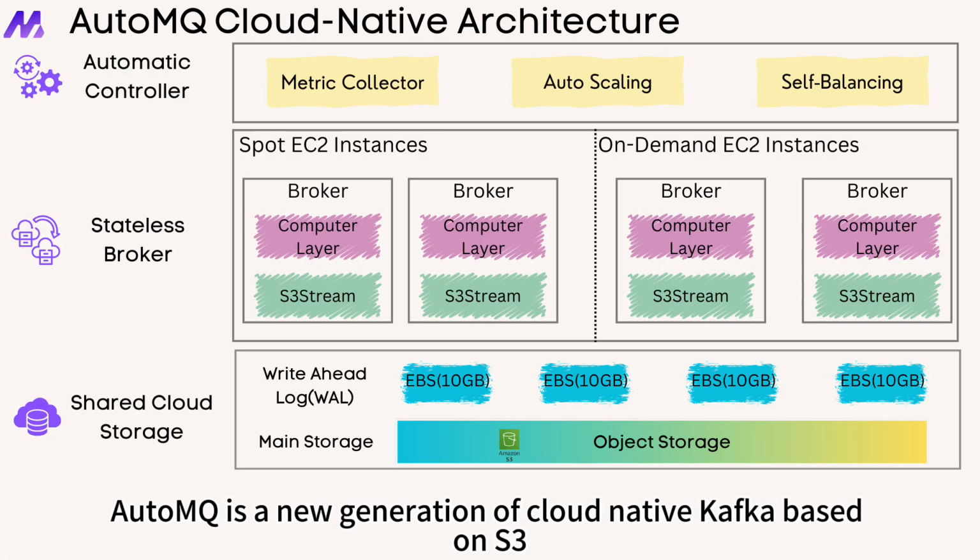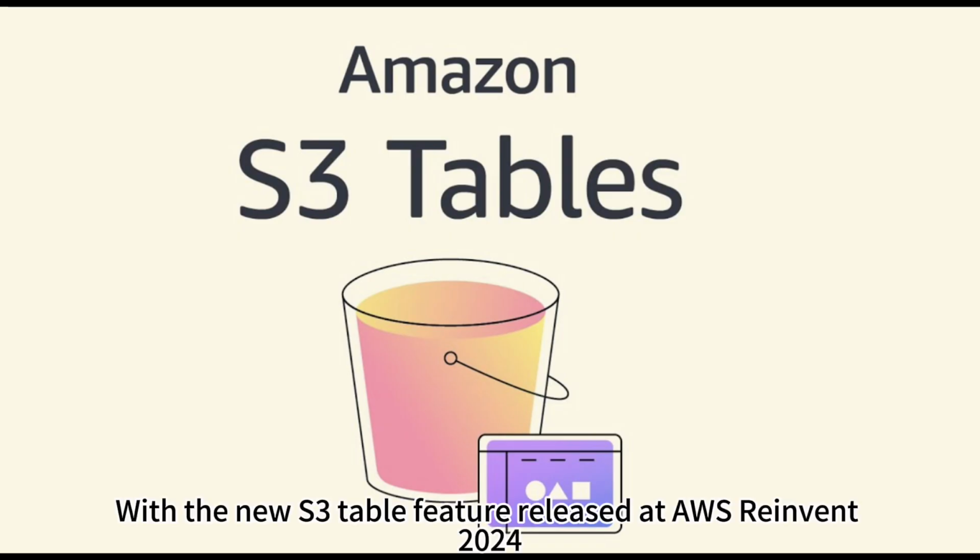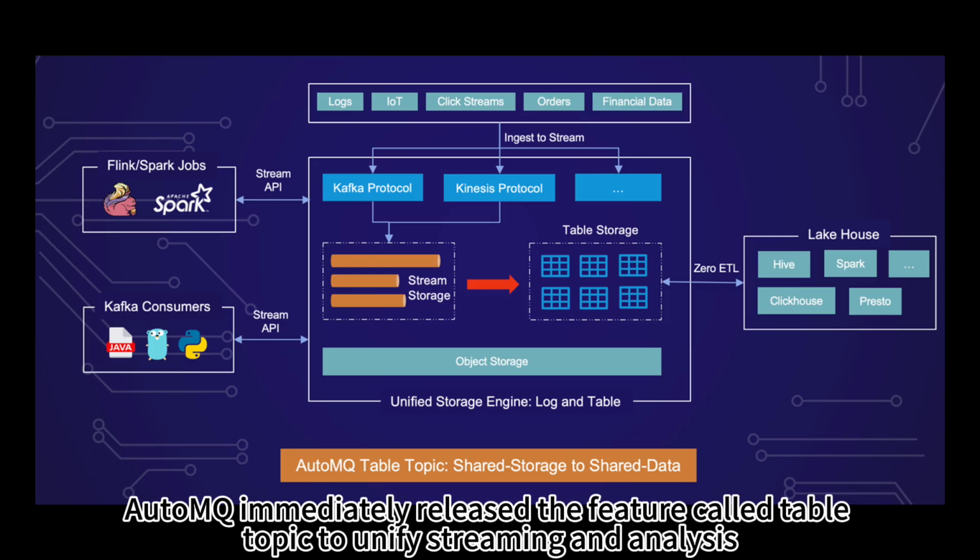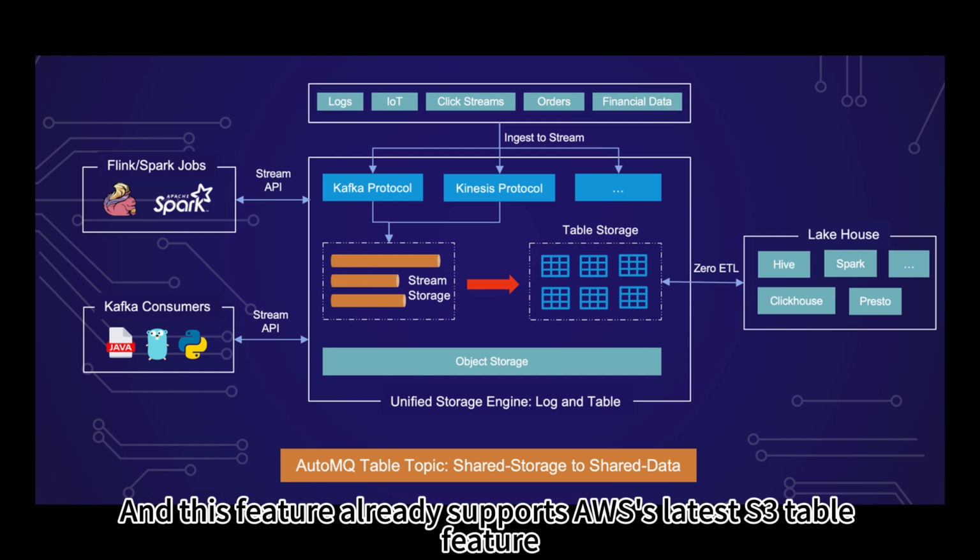AutoMQ is a new generation of cloud-native Kafka based on S3. With the new S3 Table feature released at AWS re:Invent 2024, AutoMQ immediately released the feature called Table Topic to unify streaming and analysis. And this feature already supports AWS's latest S3 Table feature.